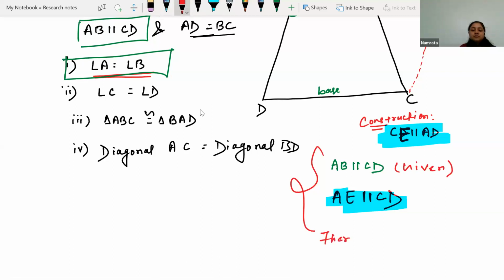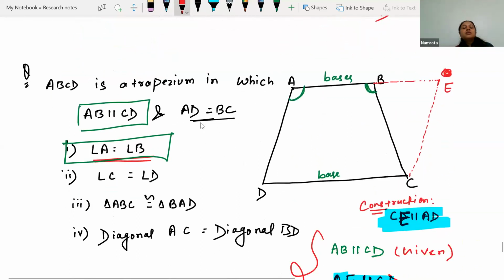Therefore, ADCE is a parallelogram. And since it's a parallelogram, opposite sides were already parallel, they will also be equal in length, right? Let's write it. AE is equal to CD.